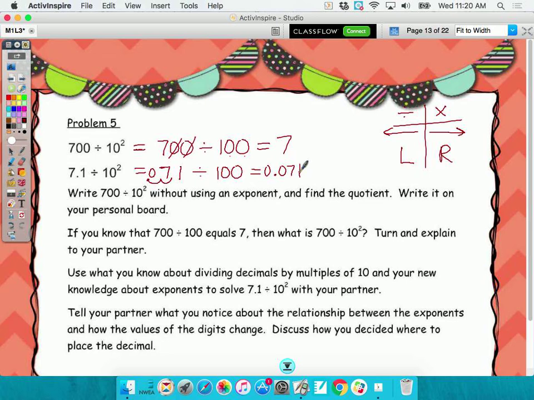How do you say that number? Corbin, when you finish it, how do you say that number? 0 and 71 thousandths. Okay, 71 thousandths is correct.